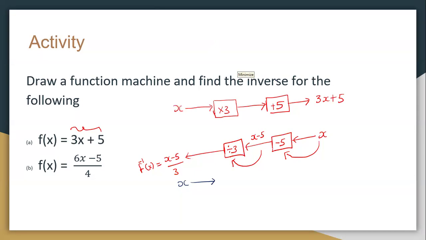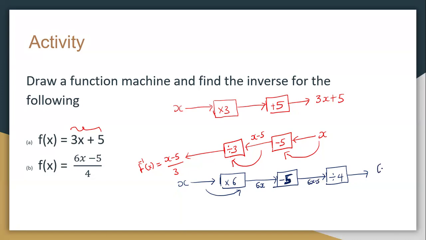For my x, at first I have x, then times 6. Okay, so the second here you had times 6, then negative 5, then divide by 4. Okay, good. So what was your output for the first entry? My output was 6x minus 5 divided by 4.